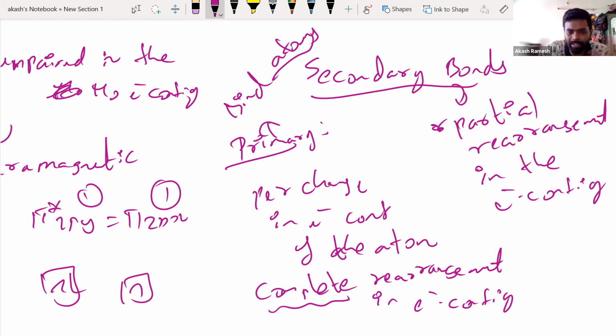One more basic difference is that primary bonds bind atoms. Obviously, two hydrogen atoms together will make a covalent bond. Na plus and Cl minus will form an ionic bond. All these are atoms. So primary bonds are for the attractive force between atoms, while secondary bonds are attractive forces between molecules.